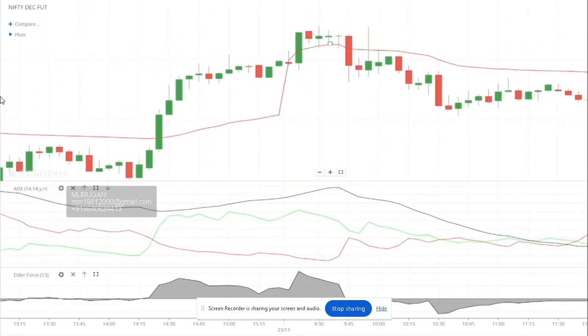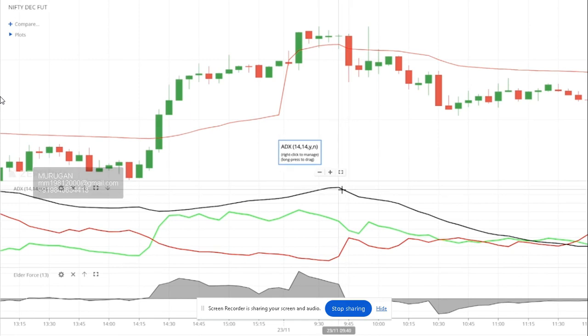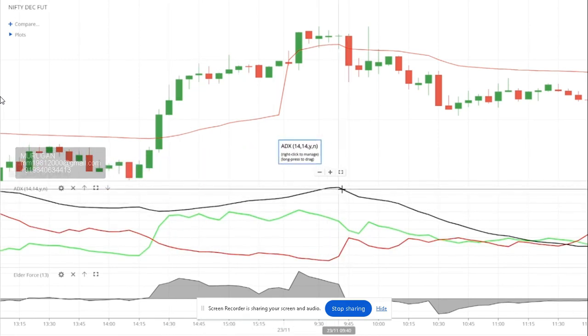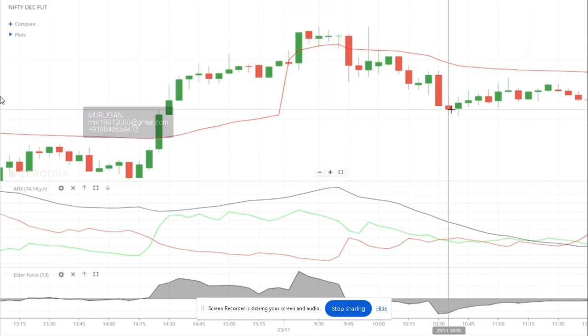Market went up, and market peaked out here. You can see after going higher, the ADX started reversing. So that means the market has peaked out. So you should have booked the profit. If you had not booked the profit, market would have come down.